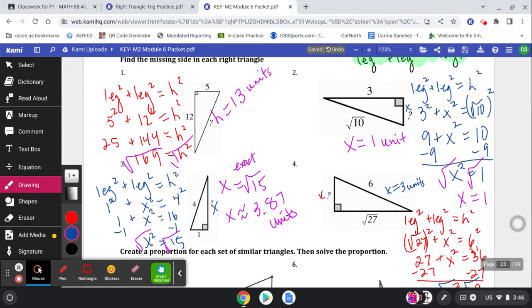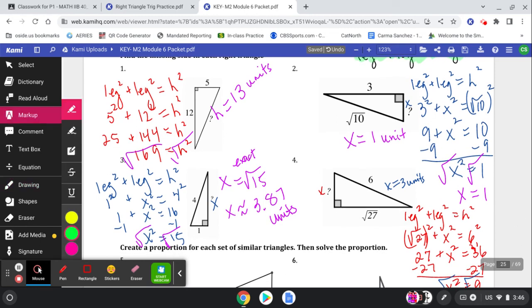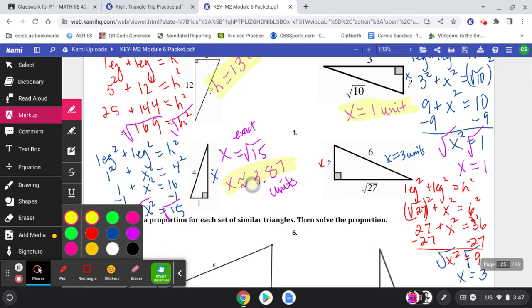Okay, so here were our 4 answers. Make sure you've highlighted them so they stand out. Okay, all done. How are you feeling on Pythagorean?